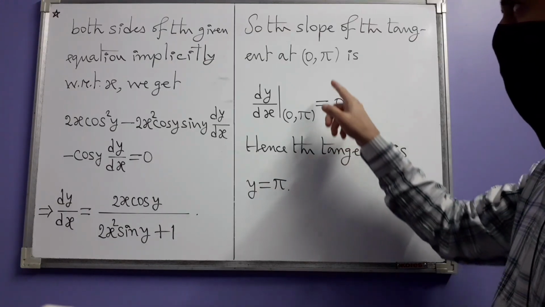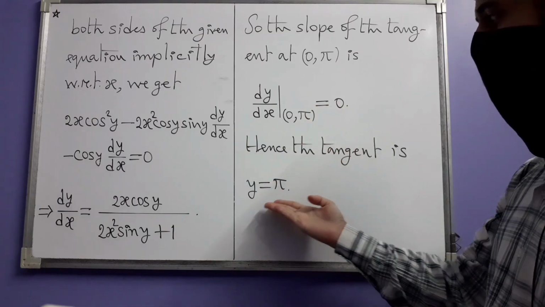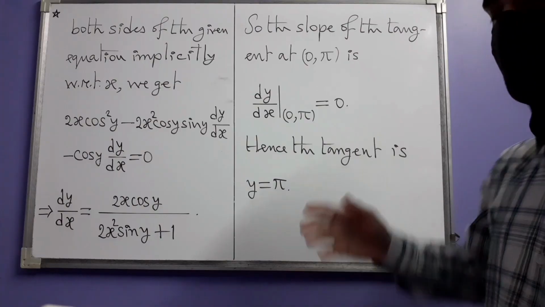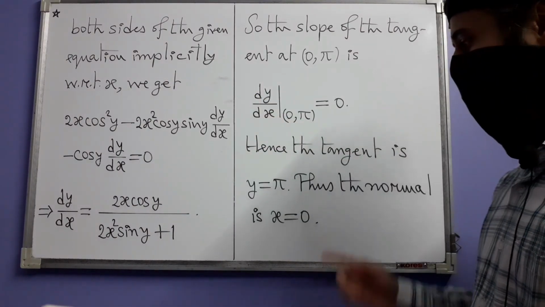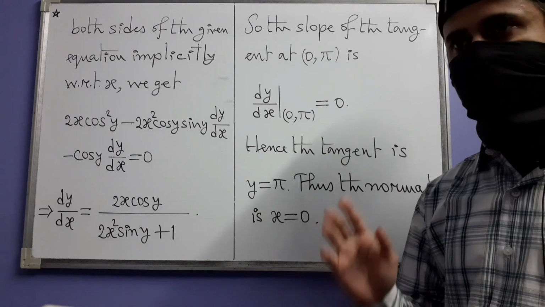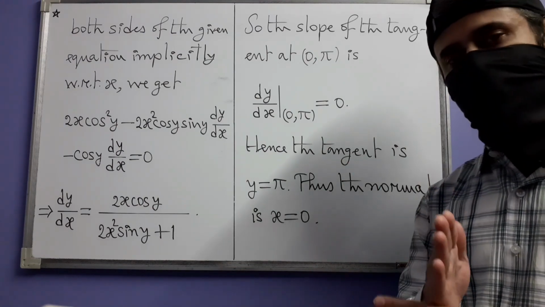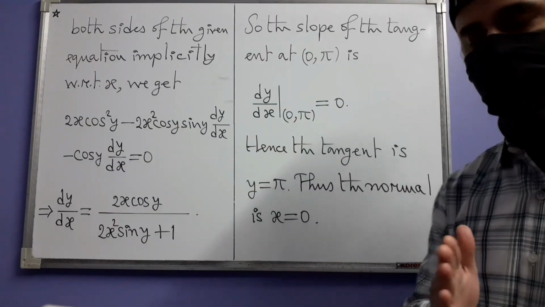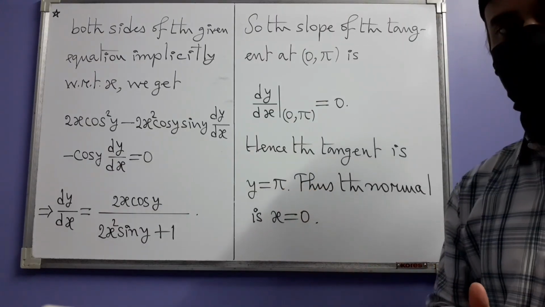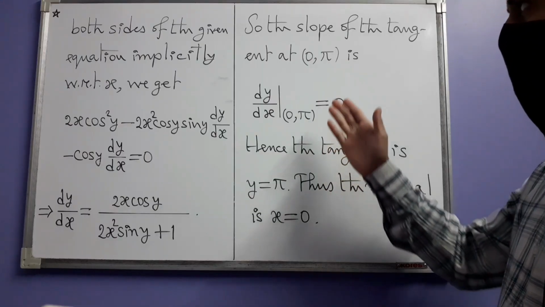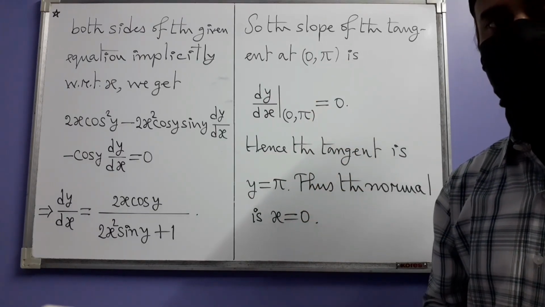Now what is the equation of the horizontal line passing through this point? Y equal to pi. So that is the tangent. It will be like this. And that is why the normal will be vertical. The normal by definition is perpendicular to the tangent and also passes through that point. Because the tangent is horizontal, the normal needs to be vertical. And what's the equation of the vertical line passing through this point? X equal to 0. That means the y-axis. That is the normal.